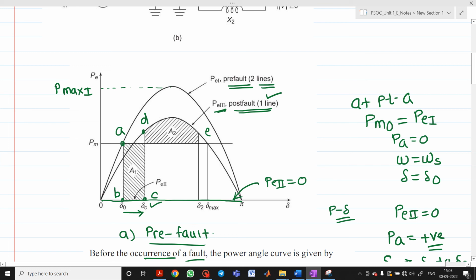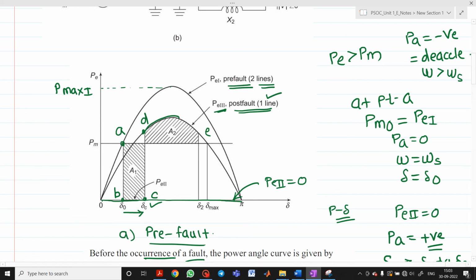Now after point D, what do you observe here? After point D, PE will be greater than PM. See it, this is your PE, which is greater than this PM. So therefore PA will be negative, because PA equals PM minus PE. Negative means it will decelerate. But still, because of the kinetic energy of the rotor, or the rotor inertia, the speed will not be lesser than synchronous speed. It is more than synchronous speed, but now it starts decreasing. It will slow down. And at point E, you can take this point, or directly you can take this point also, delta max.